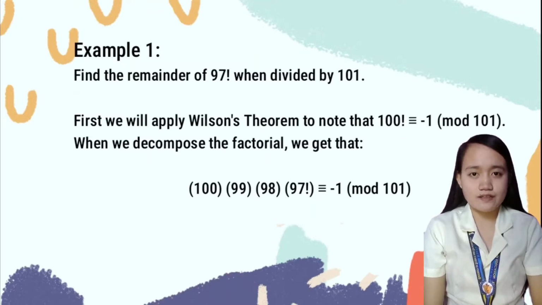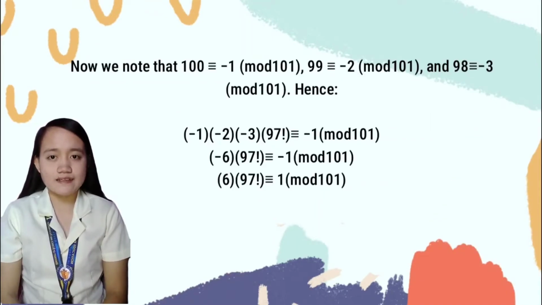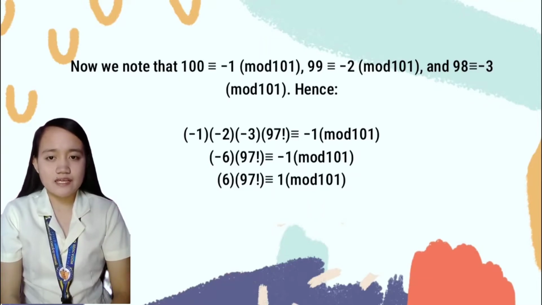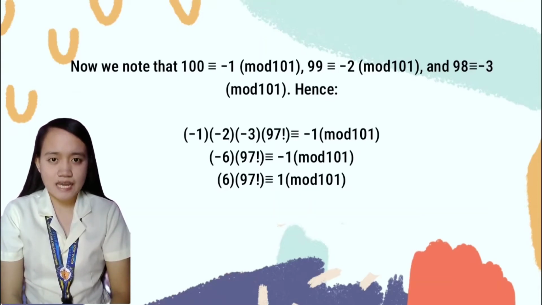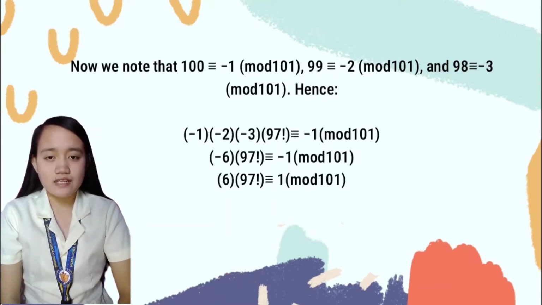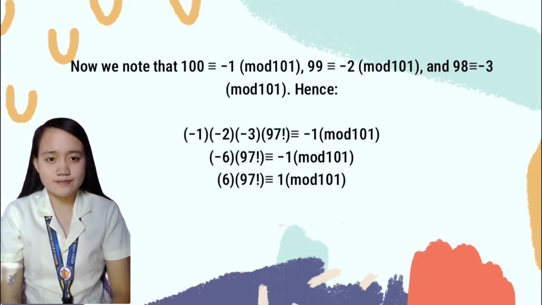Now, we note that 100 ≡ -1 mod 101, and 99 ≡ -2 mod 101, and 98 ≡ -3 mod 101. Hence, -1 times -2 times -3 is equal to -6, and -6 times 97! is equal to -1 mod 101. So, remove the negative signs and it is equal to 6 times 97! is identical to 1 mod 101.